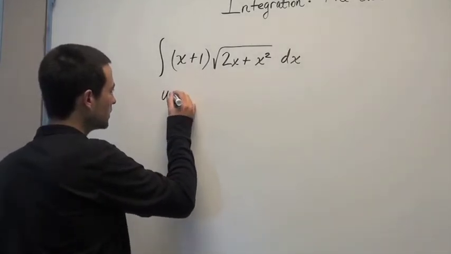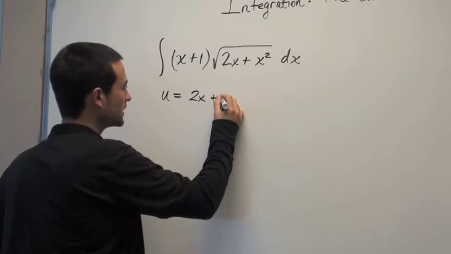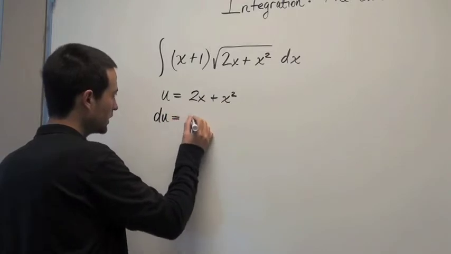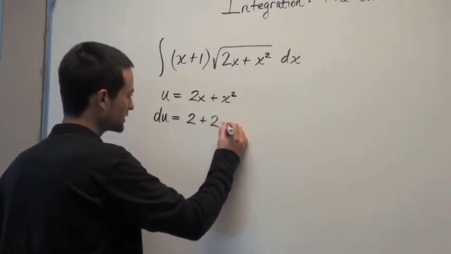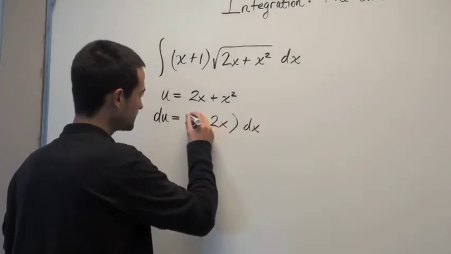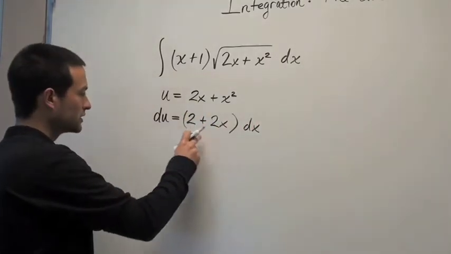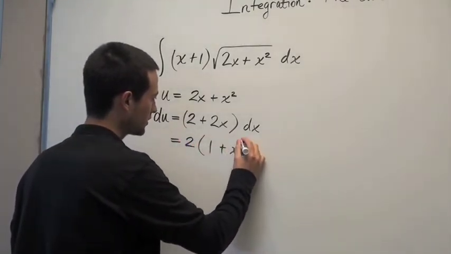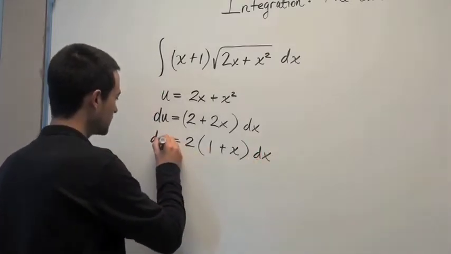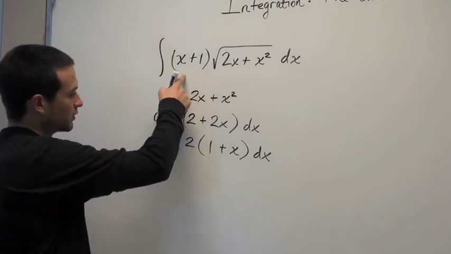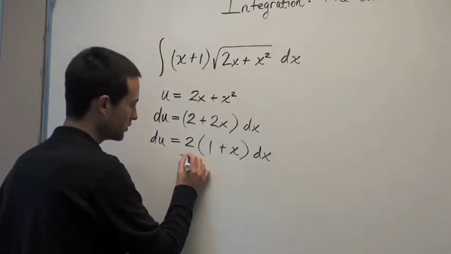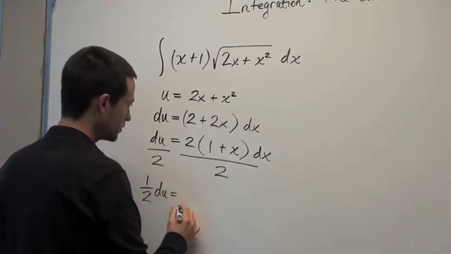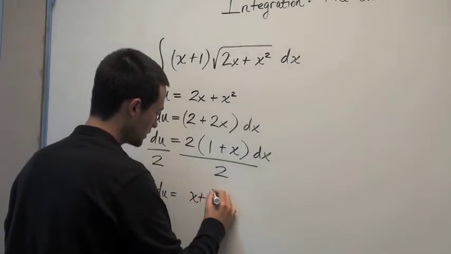So let u equal 2x plus x squared. Then we want to take the derivative of u. So du equals 2 plus 2x, and all that multiplied by dx. So we have 2 plus 2x is du. Well, let's factor out a 2. So we have 2 times 1 plus x dx, and that's du. So that is almost what we have here. We just have this 2 multiplied out in front. So let's divide by 2 on both sides. So 1/2 du equals x plus 1 dx.